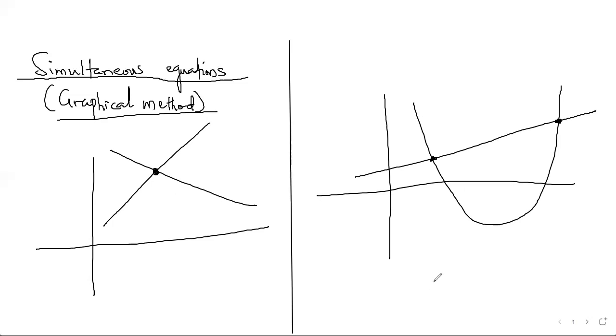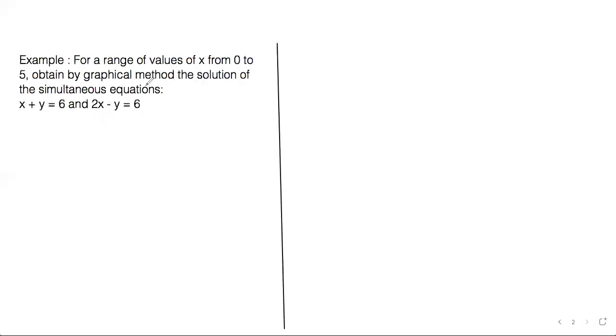Okay, so let's see an example. The question is, for a range of values of x from 0 to 5, obtain by graphical method the solution of the simultaneous equations x plus y equals 6 and 2x minus y equals 6. So what we want to do is to first generate the table that shows the values of y for each value of x.